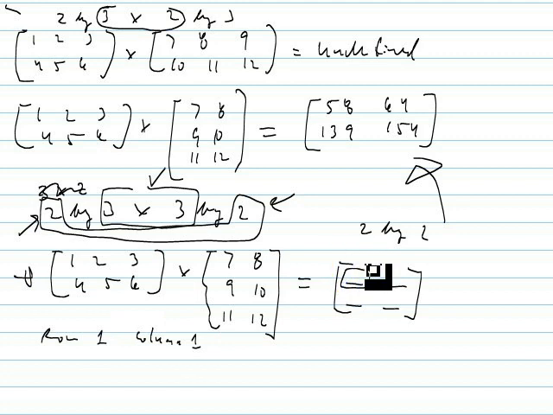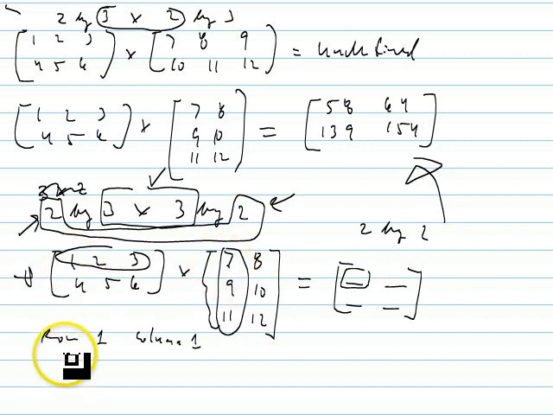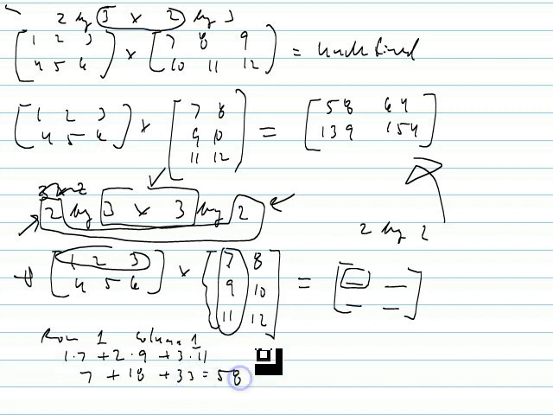To get that element, we take row 1 from the matrix on the left and column 1 from the matrix on the right. And we do kind of a funny thing. We multiply 1 times 7, we multiply 2 times 9, and we multiply 3 times 11, and we add those 3 answers together. And it's 58. And that's the number that goes there.